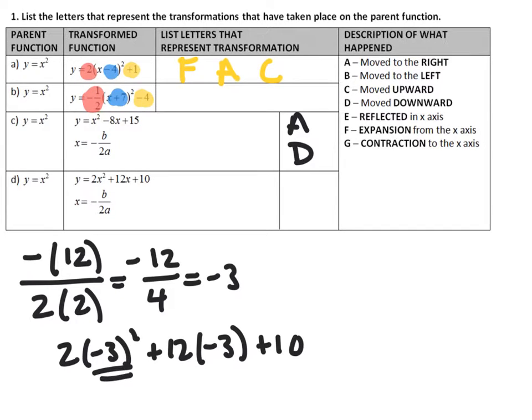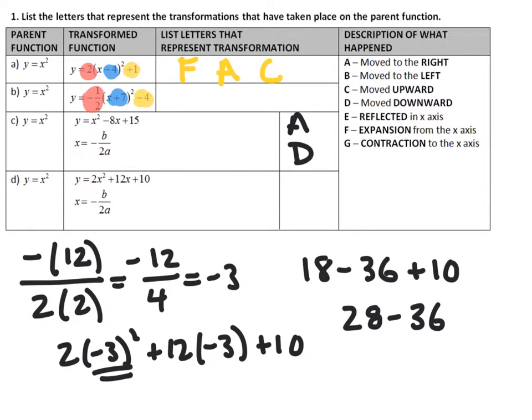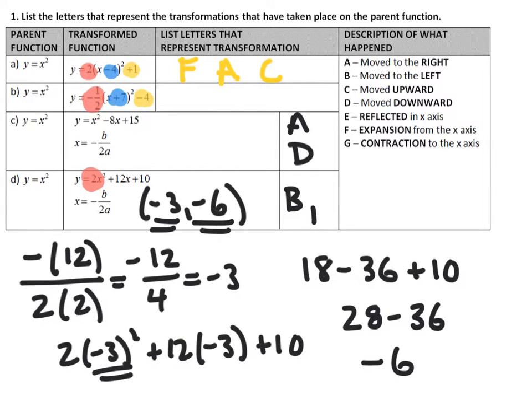So this first bit I get 9 times 2 is 18, minus 36 plus 10. So I get 28 minus 36. So it looks like I get -6. So our vertex is -3 and -6. We have to keep track that the A value is a 2. So let's solve this now. The -3 here means left 3, that's a B. The -6 here means down 6, that's a D. And this 2 that's over here means we got expanded, so that would be an F.